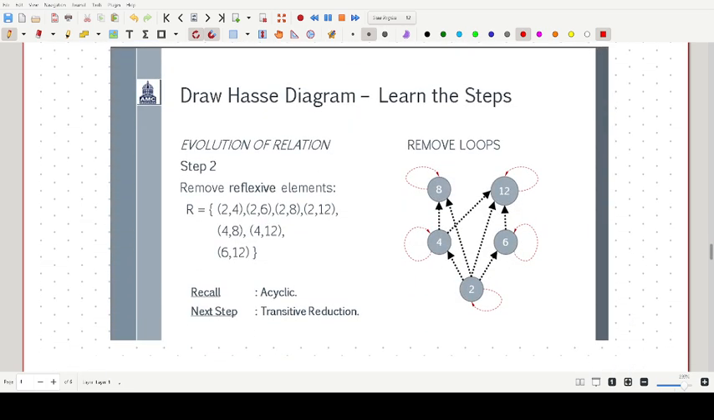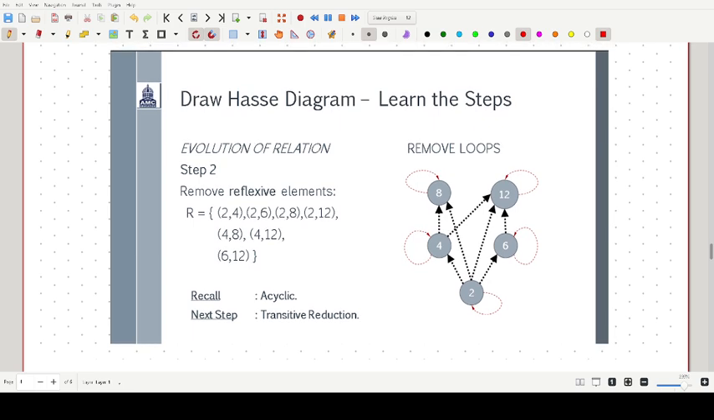Now, the first rule is that we remove all the loops. Every loop we will remove. We are going to remove the loop over here, here, here, and here. All these loops are going to be removed. We don't need them. And also, we are going to remove the transitive elements. We saw previously that if a comma b and b comma c are there, then this would imply that a comma c is also there in R. So what we'll do is that we are going to remove the edge a comma c.